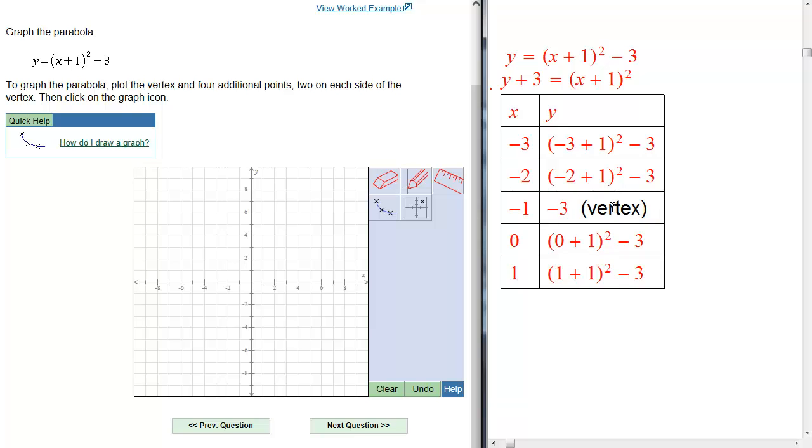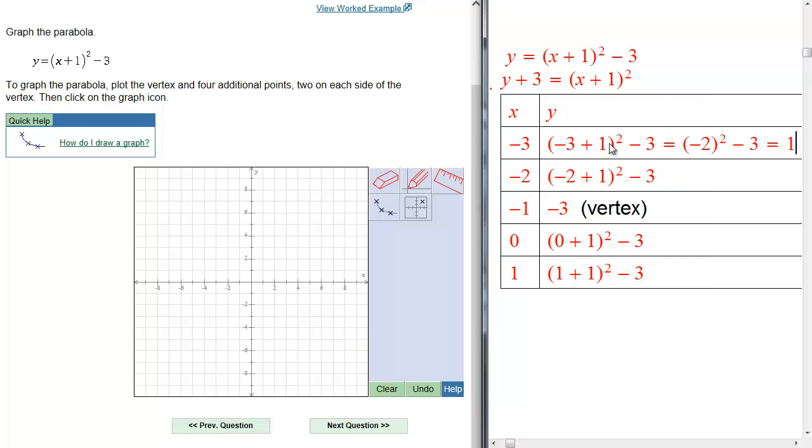So let's label it, that way you'll know that this is our vertex, and then you have to plot 2 on each side. So since -1, -3 is our vertex, I'm going to go 1 below and 1 below that, and 1 above and 1 above that. So -3 plus 1 is -2. -2 squared will give you what? 4, and 4 minus 3 will give you 1.